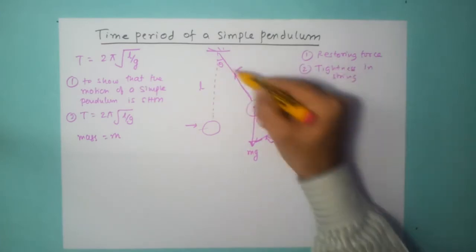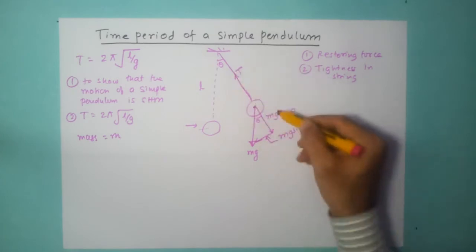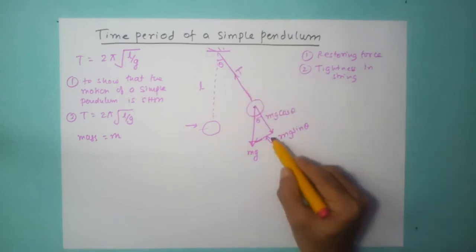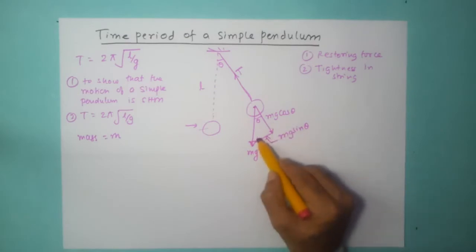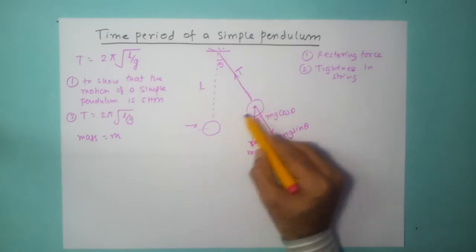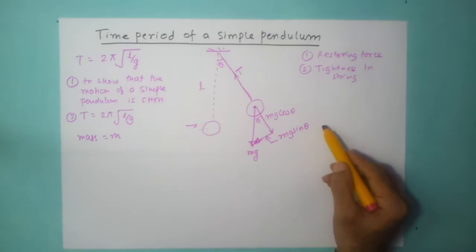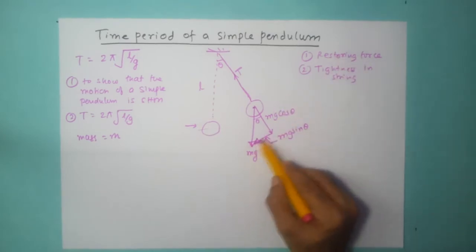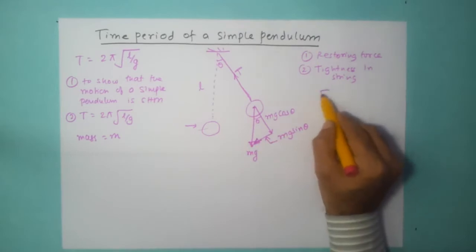And therefore, the tightness in the string is observed. So this tension will be equal to mg cos theta in equilibrium position. And secondly, mg sin theta is acting in this direction. That means it is trying to take this back to the equilibrium position. So this is how these two forces come into existence.